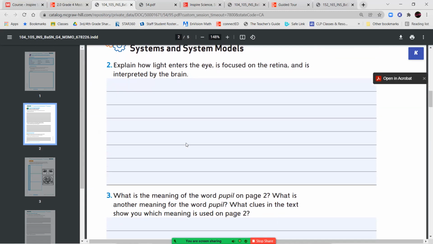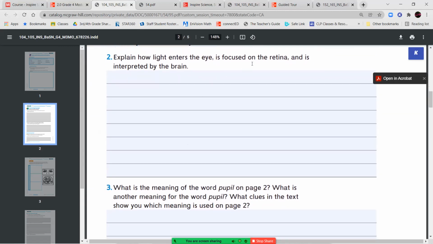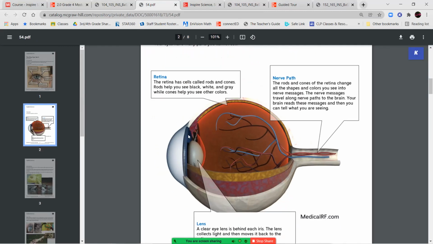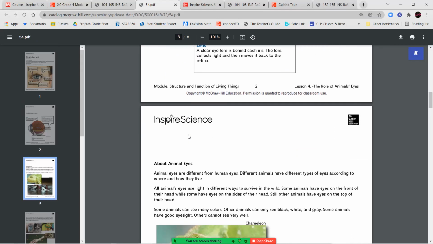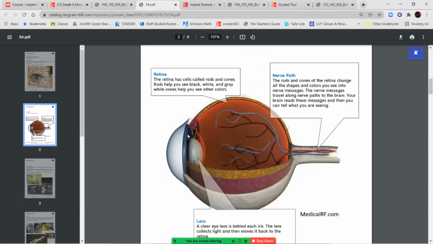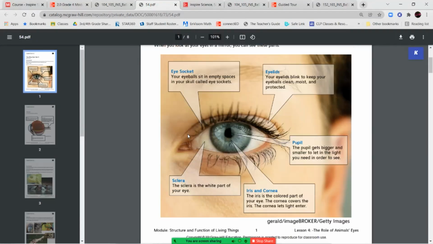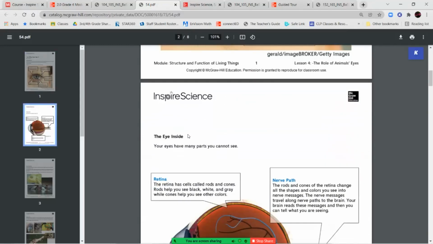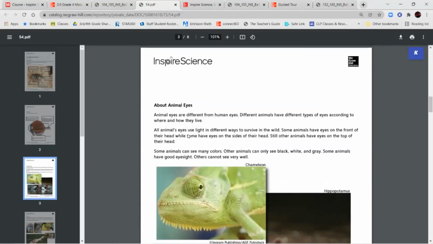Number 2, explain how light enters the eye, is focused on the retina, and is interpreted by the brain. So all of that information you're going to find in this section about how light enters the eyes. So you're going to find that information in these first 2 or 3 pages.